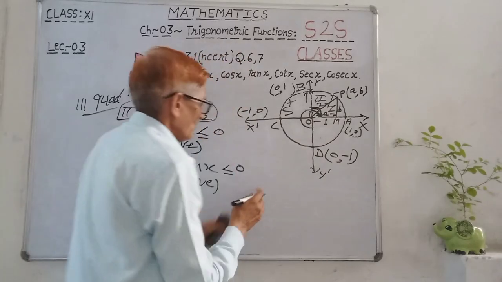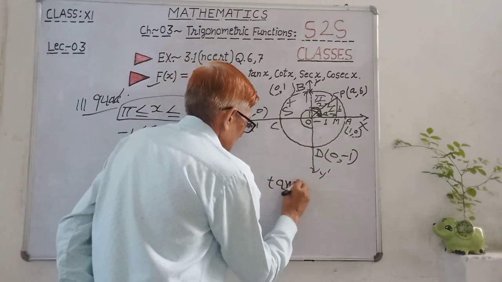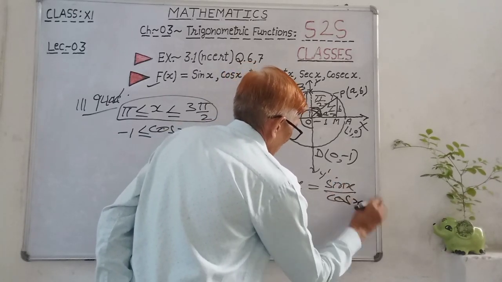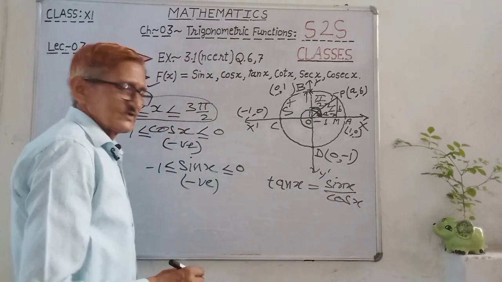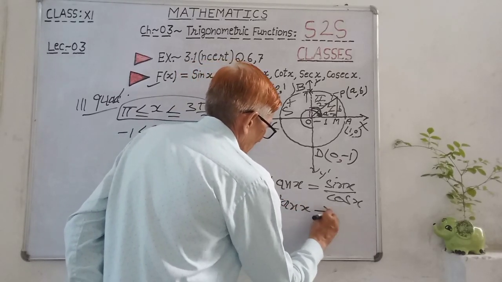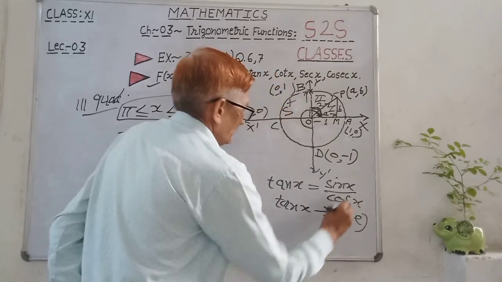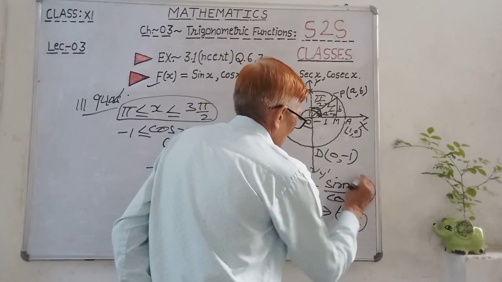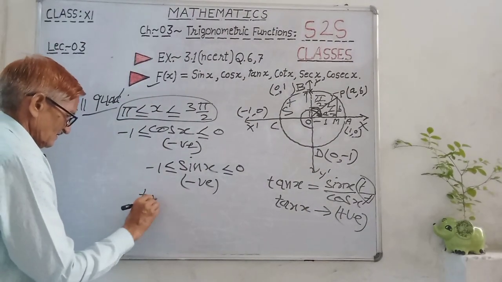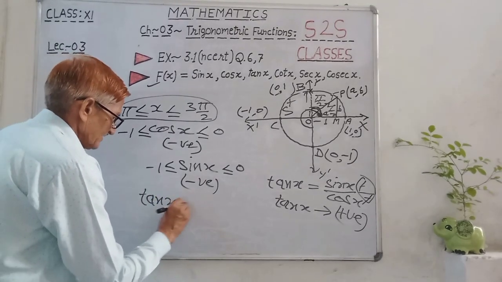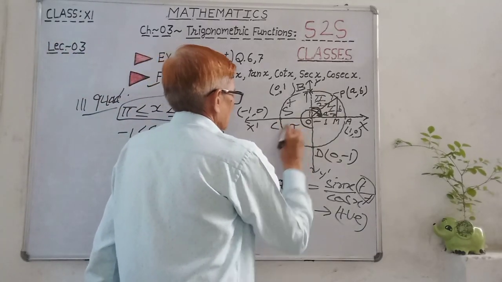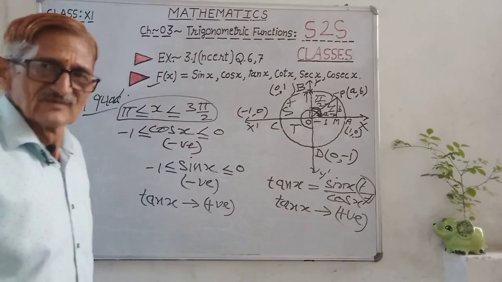Okay, so what will tan be? We know tan x is equal to sin x upon cos x. So if both are negative, tan x will be positive, because negative divided by negative cancels out the negative, giving positive. So tan x will be positive. So here the positive one is tan, represented by T. Remember this.